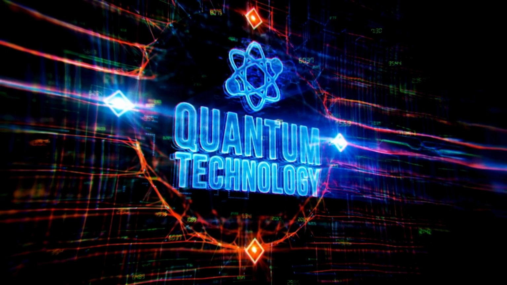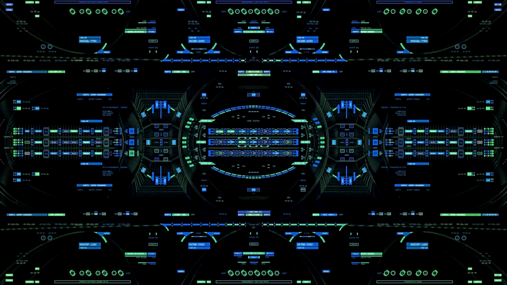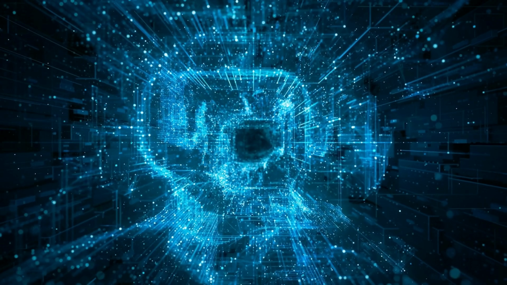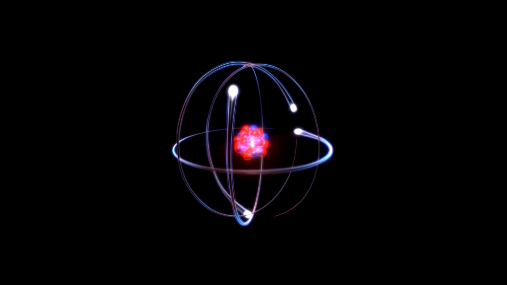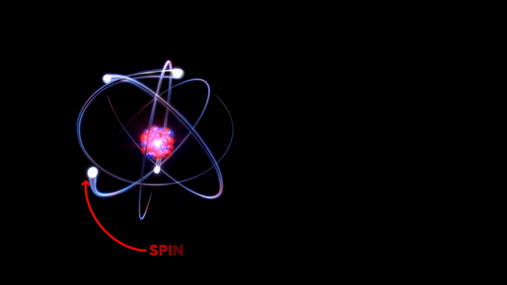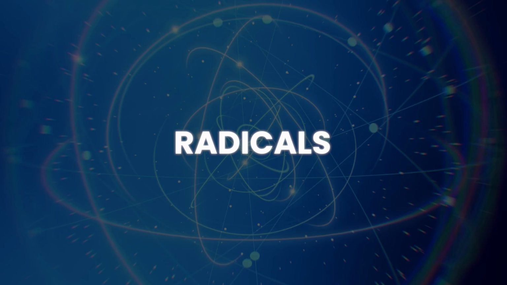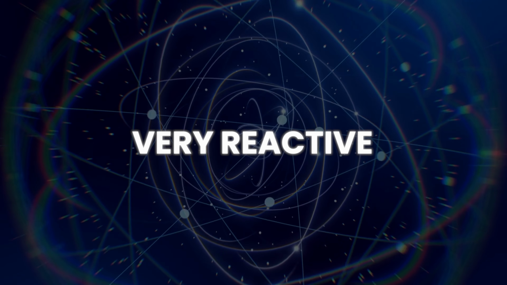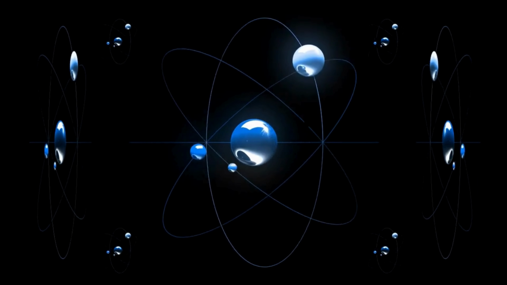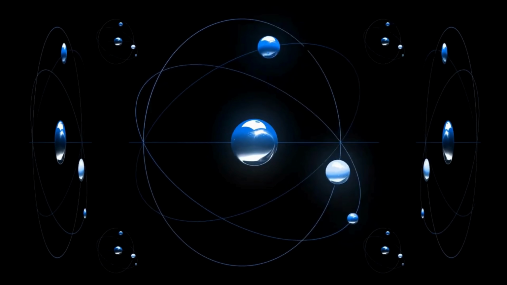Nearly every type of quantum technology in existence is based on the strange behavior of particles at a subatomic level. When electrons move, they typically form stable pairs, where one electron spins up, whilst the other spins down. But you might be wondering, is it possible to have a molecule with unpaired electrons? Well, in short, yes, it is. They're called radicals, and most of them are very reactive. And with very careful design of a molecule, they can be made chemically stable.